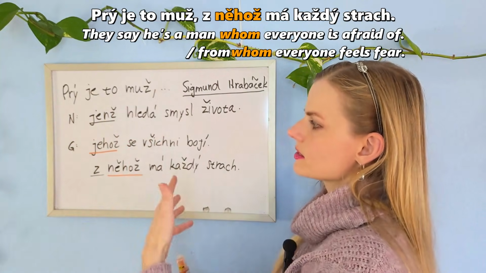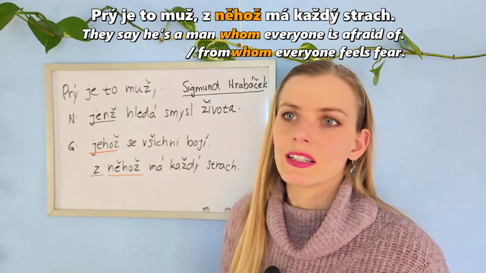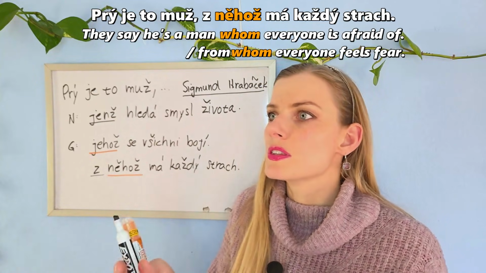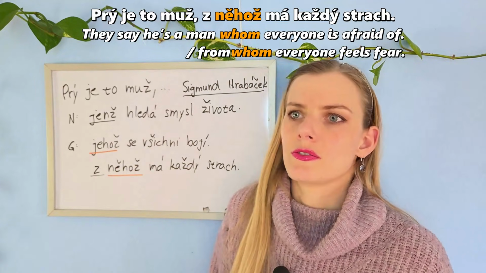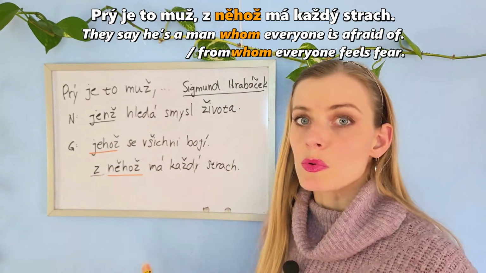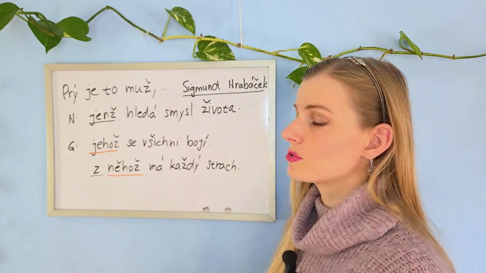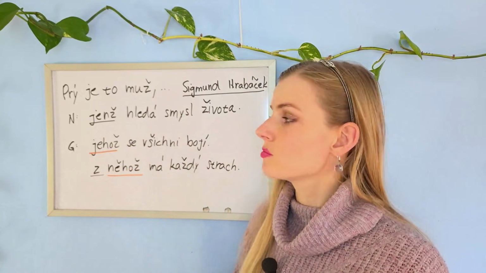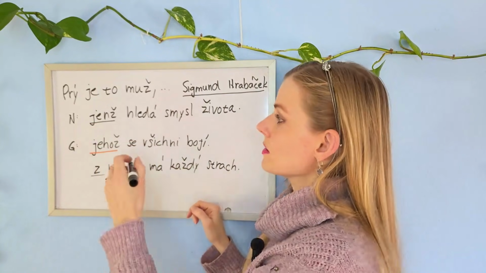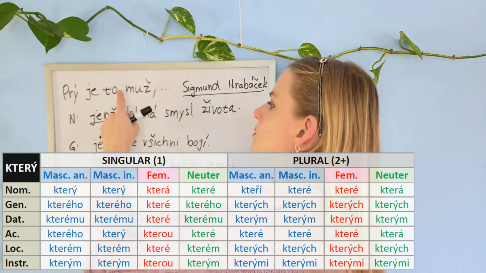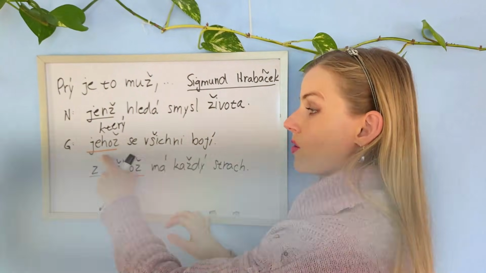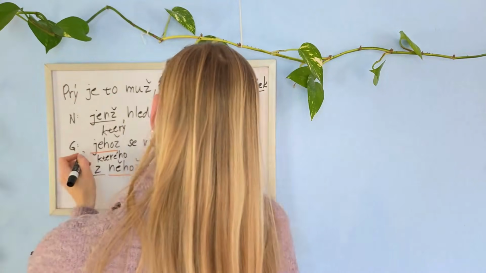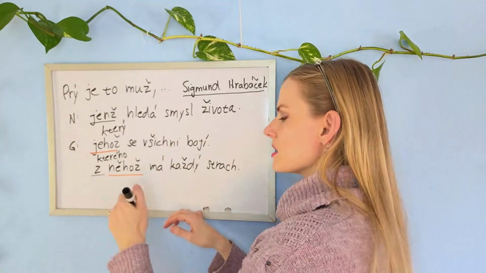So if you hear sentences like this, they sound a little too formal, a little archaic, but you know, sometimes you need the language to sound formal. Like if you have a movie that takes place in 1500s, all these medieval movies. And people watch those, so I understand it's important to know this. I want to quickly show you that we can use který also if we don't want it to be too formal. If we want it to be neutral, then we can use který here. Prý je to muž, který hledá smysl života. Jehož here could be replaced with kterého se všichni bojí, and this one could be z kterého.